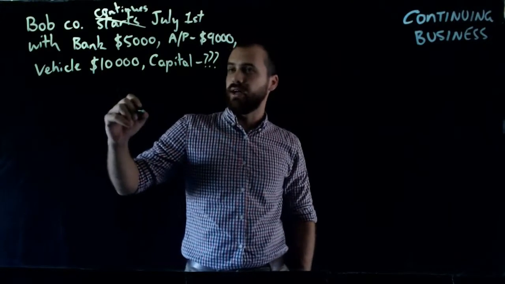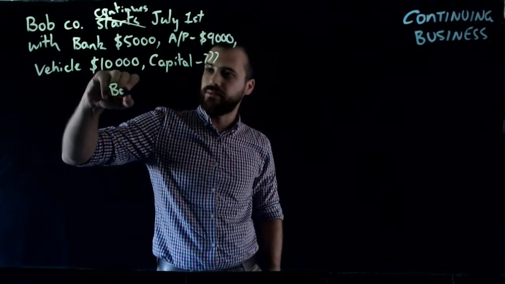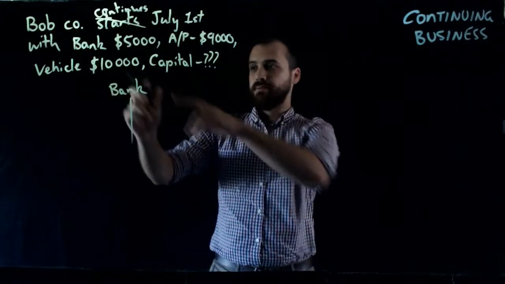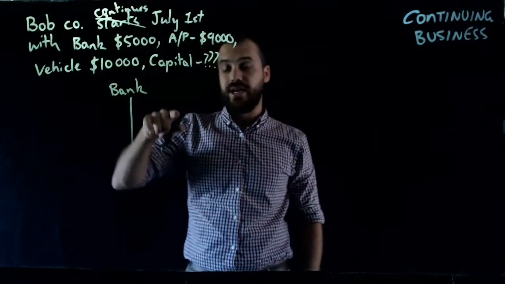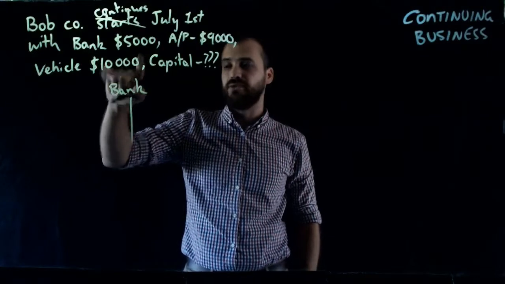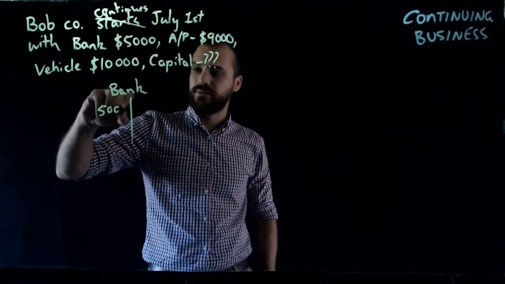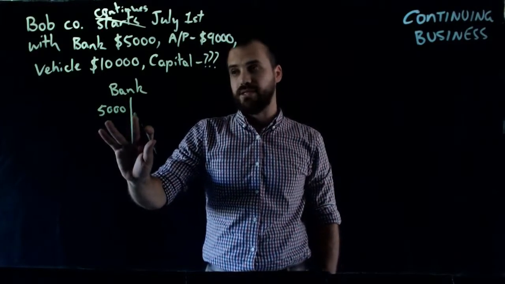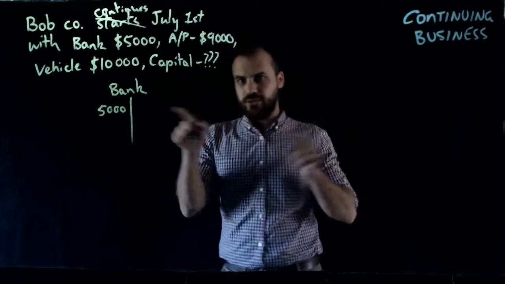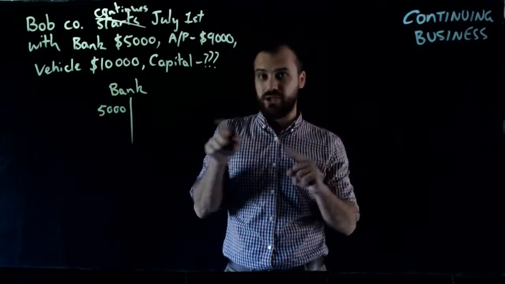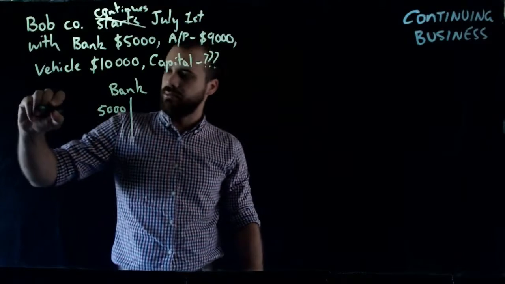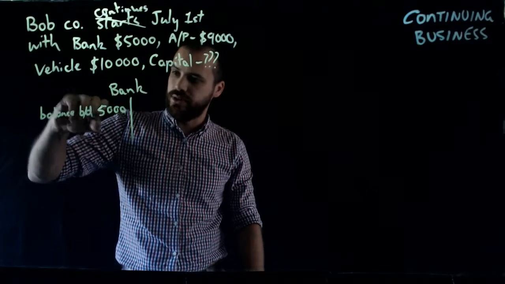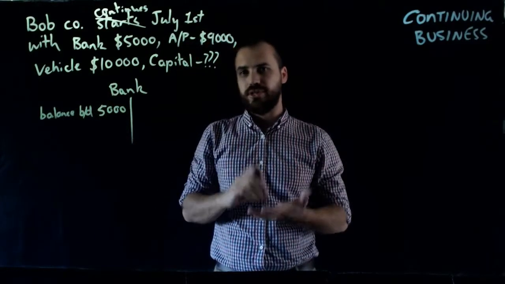Okay, so bank. Now, the bank account has a balance of $5,000. Now, bank is an asset, so if it's got a balance of $5,000, that must be a debit. It's got a debit value of $5,000. Now, you might say, what's the matching transaction? Because usually when you post to the ledger, you've got a matching transaction. We just say balance brought down, BD, balance brought down.